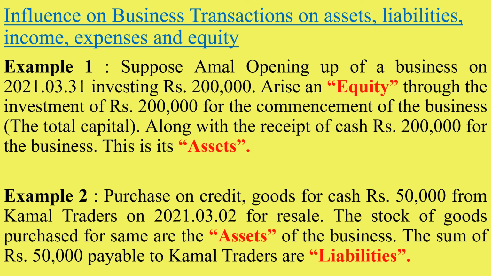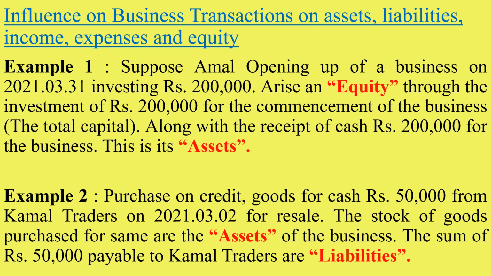Along with that, we receive cash for the business. Cash, in the sense of business, we call an asset. So through this business transaction, equity and asset arise. I hope you understood. And the second example, purchase on credit.